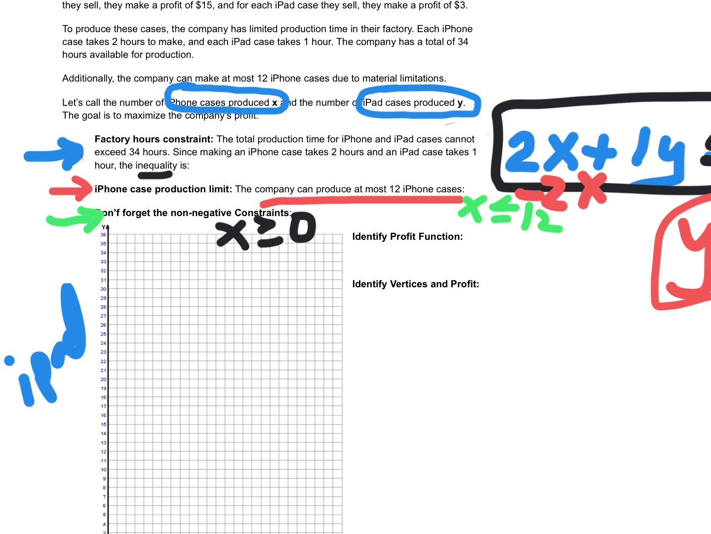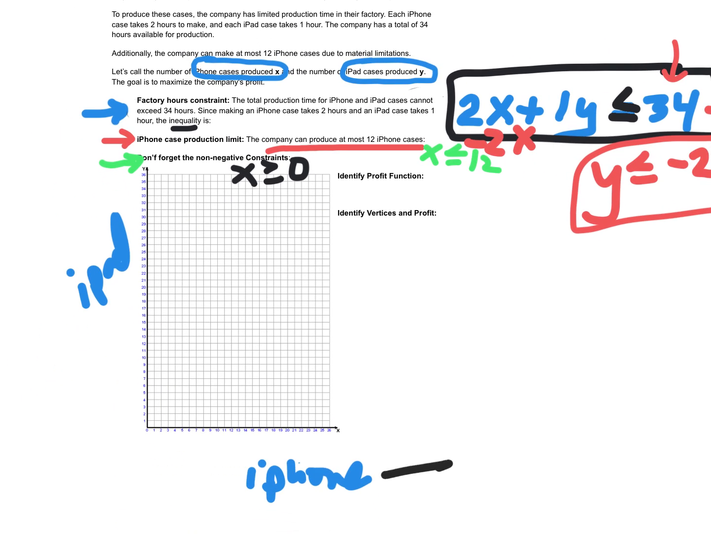Now, would you agree that the X things that we're producing, which, by the way, are iPhone cases, have to be bigger or equal to 0? That's one of those equations. And then, of course, the other one's going to be logically Y has to be greater or equal to 0.